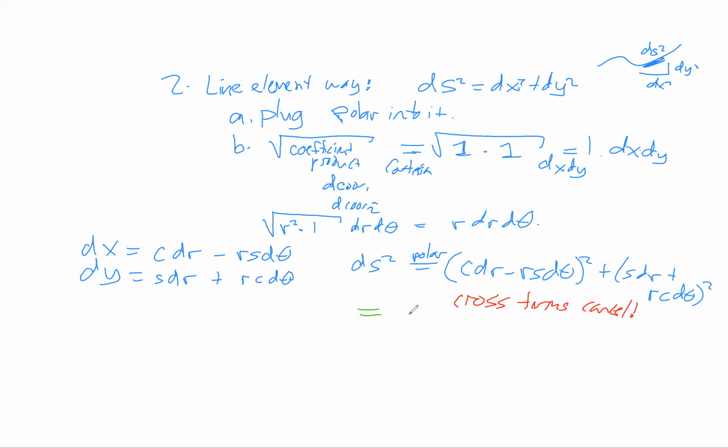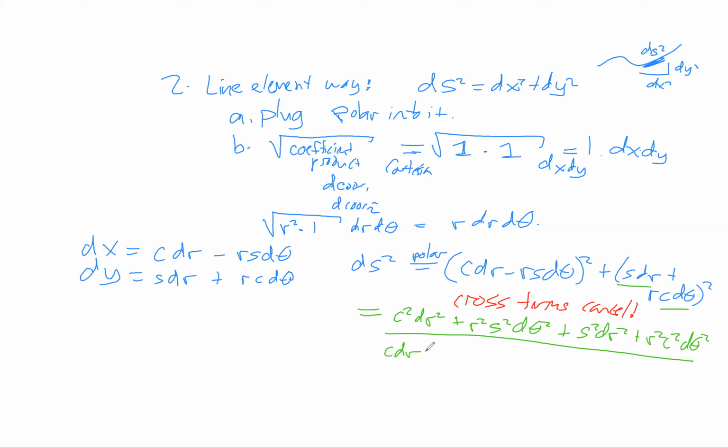See, what ends up happening is if you FOIL each expression out, we get c squared dr squared plus r squared s squared d theta squared. Those are the good terms. And I'll just keep writing good terms. So s squared dr squared, that's the second expression, plus r squared c squared d theta squared. So now we have all the good terms. Now here's the bad terms. It turns out the bad terms are good terms because they also cross out.